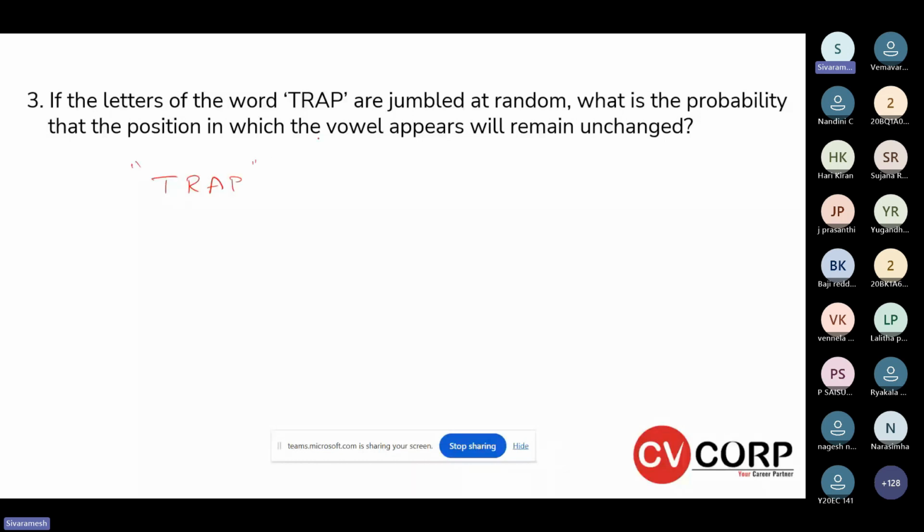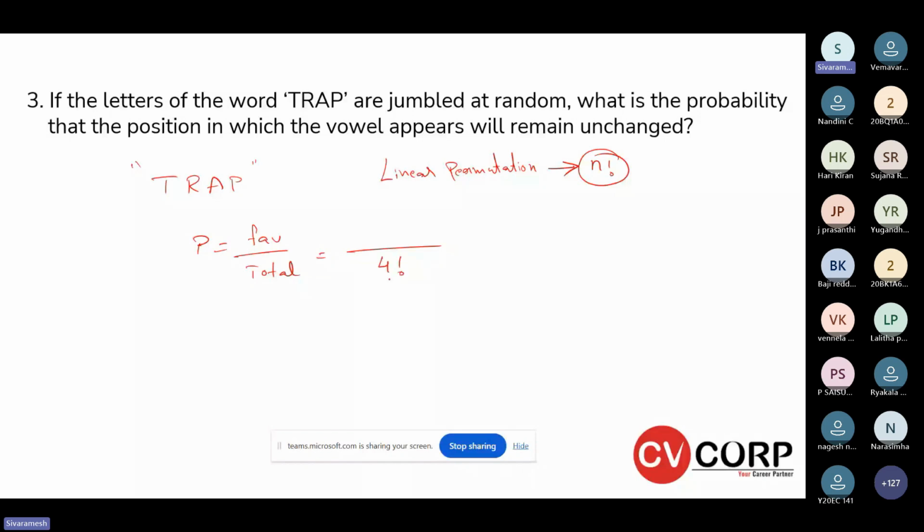So remember, in linear permutations, if we have n letters, those n letters can be arranged in n factorial ways. These are the things we already discussed. In linear permutations, n letters can be arranged in n factorial ways. Here we have a total of 4 letters in the word TRAP. So if I'm talking about probability, obviously it is favorable outcomes by total outcomes. Total outcomes will be 4 letters arranged in 4 factorial ways.